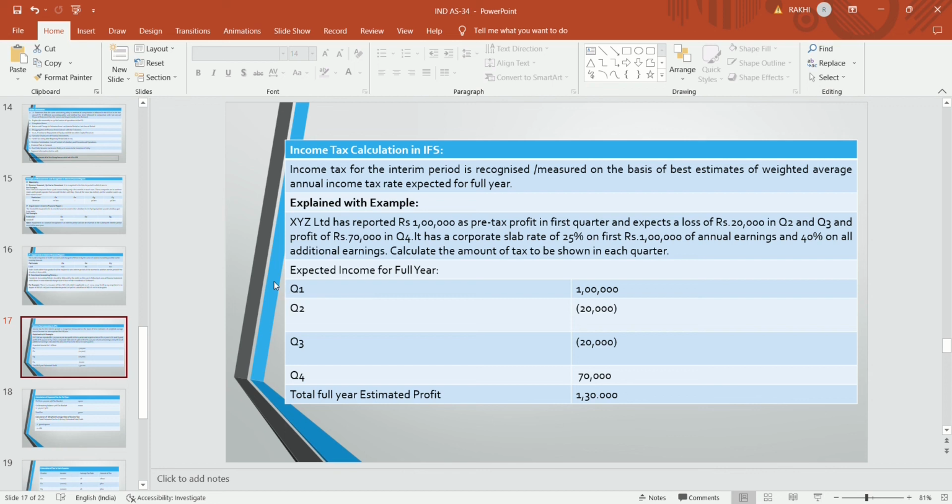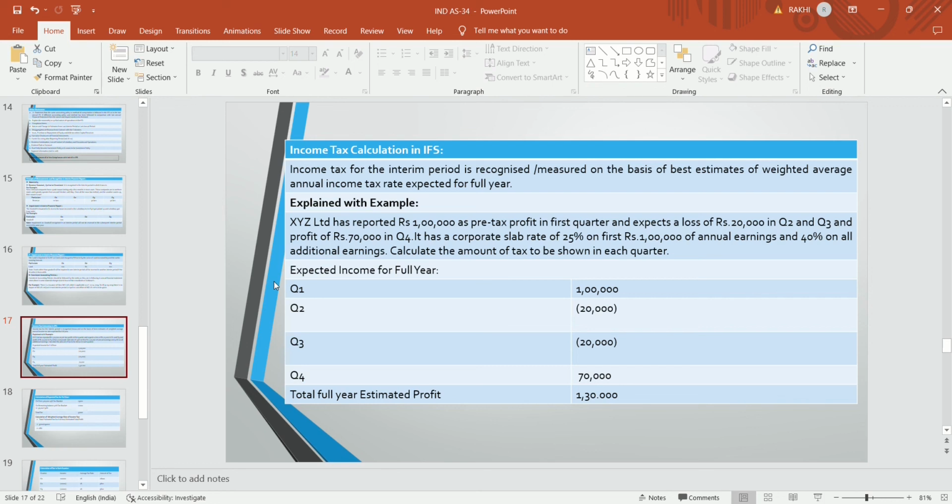Now income tax calculation in interim financial reporting. Income tax for the interim financial period is recognized or measured on the basis of the best estimate of the weighted average annual income tax rate expected for the full year. This means they have to estimate the weighted average annual income tax rate which is expected for the full year. This is to be explained by example.